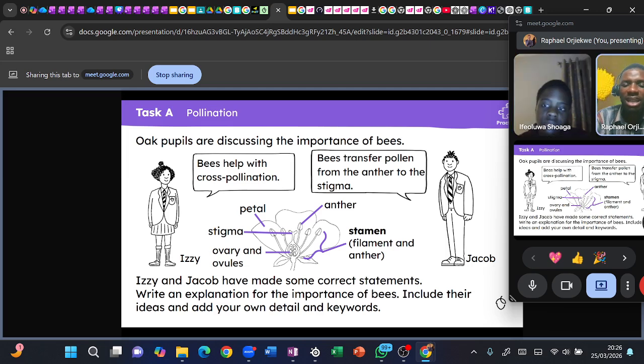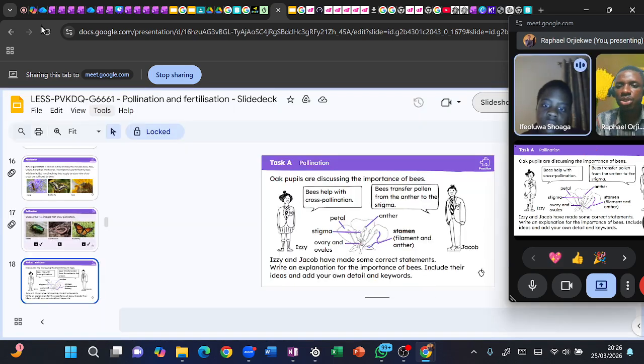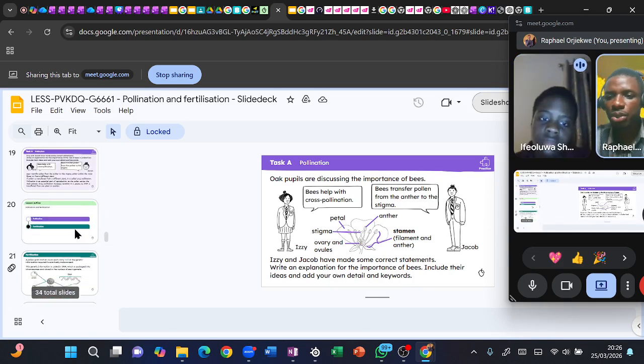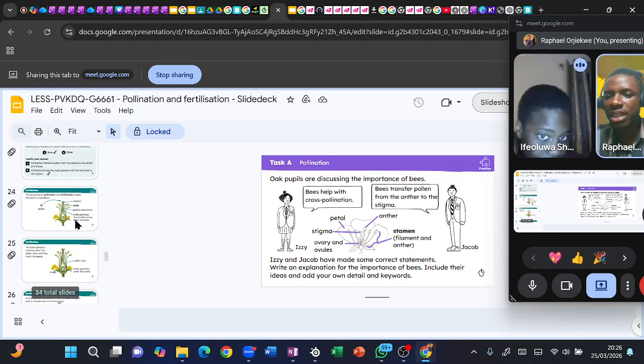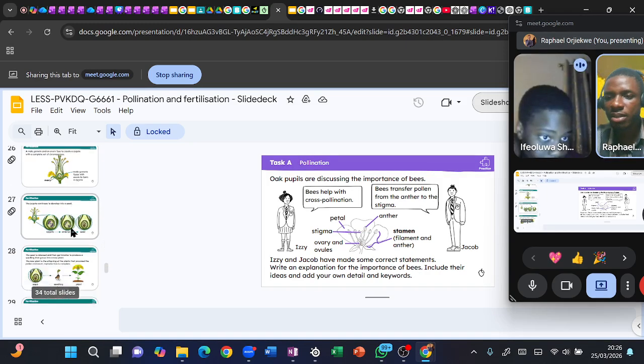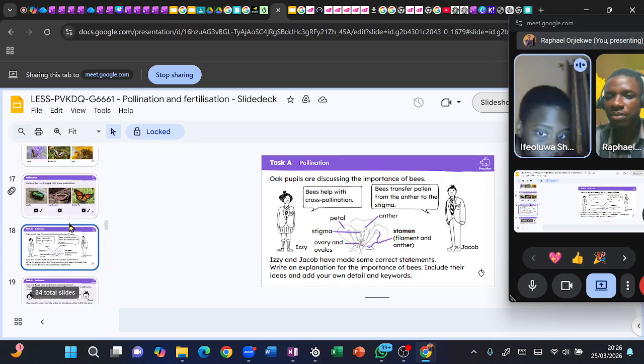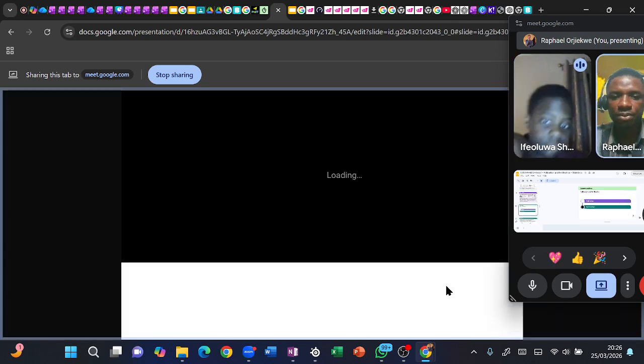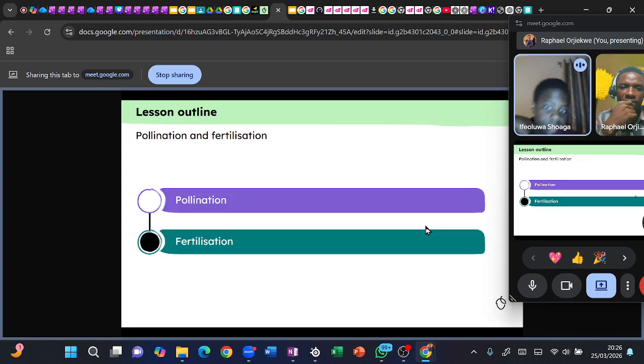So we are going to look at task A in your OneNote. You take that as an assignment because we have another exercise in view. So I'm going to get straight to fertilization. We are done with half of it already. So you look at your OneNote. I've already sent that to your OneNote. You take that as an assignment. All right. Here we have the next one. Do you have any question on pollination? No.